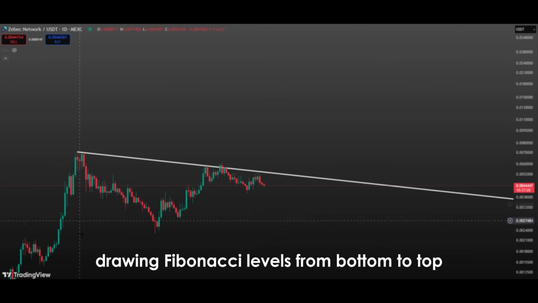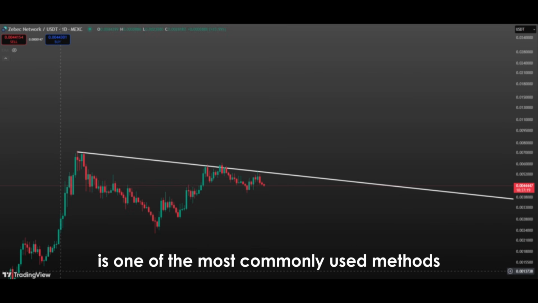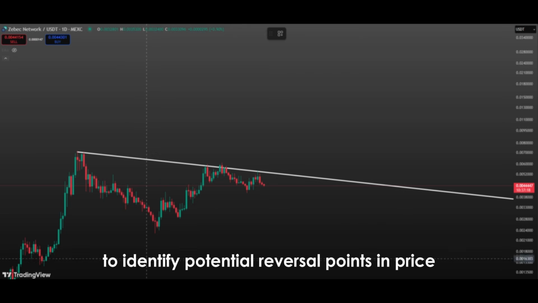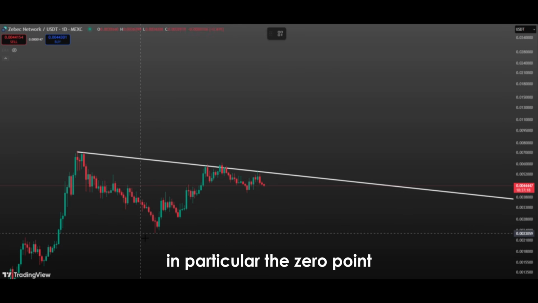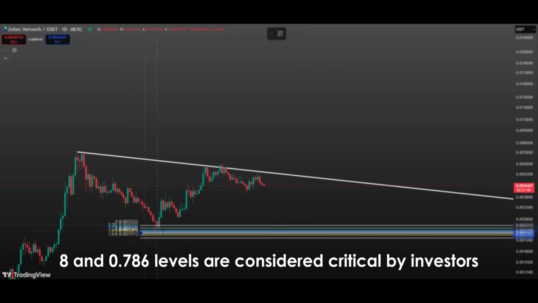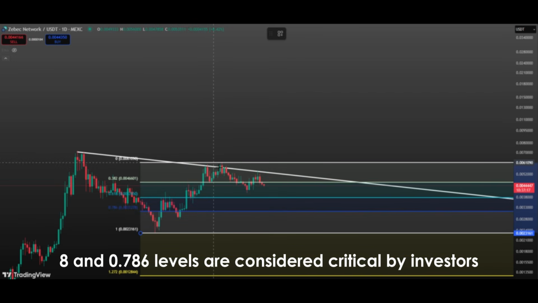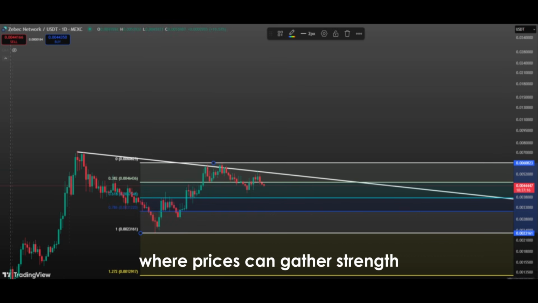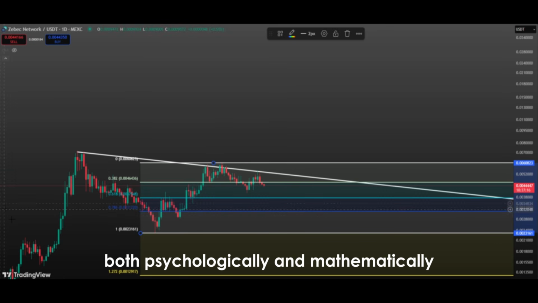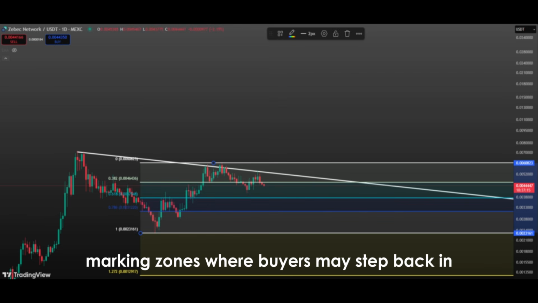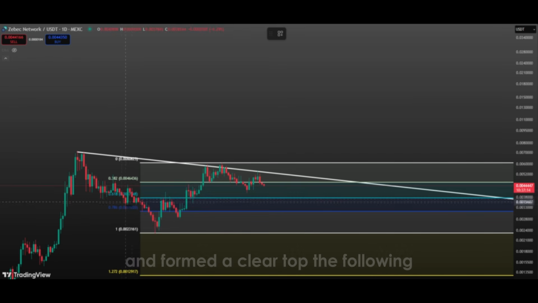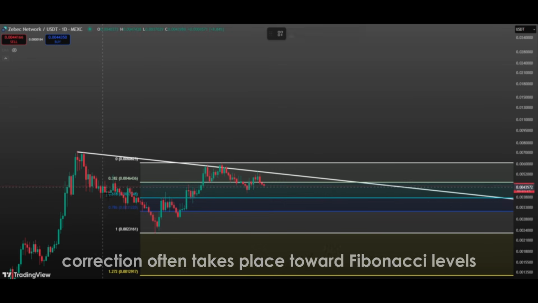Drawing Fibonacci levels from bottom to top is one of the most commonly used methods in technical analysis to identify potential reversal points in price. In particular, the 0.618 and 0.786 levels are considered critical by investors. This is because these levels represent areas where prices can gather strength both psychologically and mathematically, marking zones where buyers may step back in. If an asset has moved strongly upward from the bottom and formed a clear top, the following correction often takes place toward Fibonacci levels.